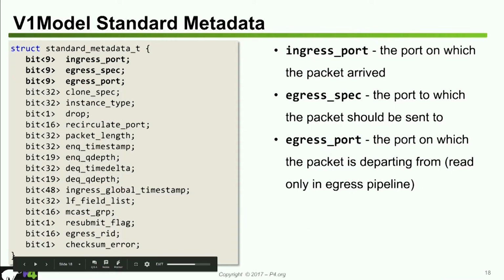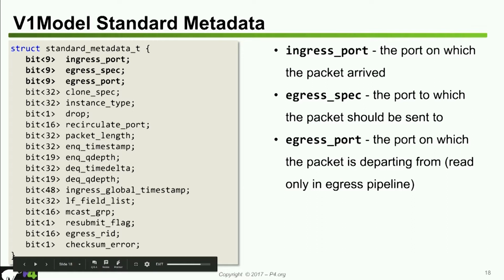So along with the architecture description of the V1 model is also the description of the standard metadata. This is something that's defined in the file that describes the target architecture. I just want to highlight a few of the most commonly used fields of the standard metadata. The ingress port is set by the V1 architecture before the packet arrives at the programmable parser, and it indicates the port on which the packet arrived.